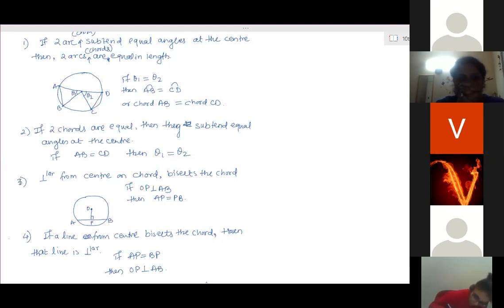Ma'am, construction is easy, no, ma'am. Yeah, it's nothing. Only 2 questions. Half part of construction gone. Similarity of triangles gone.